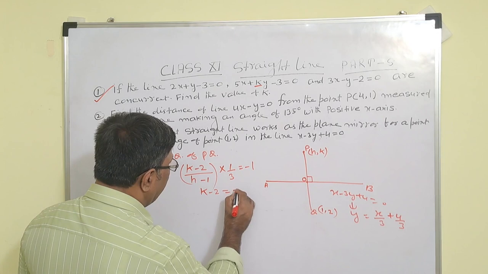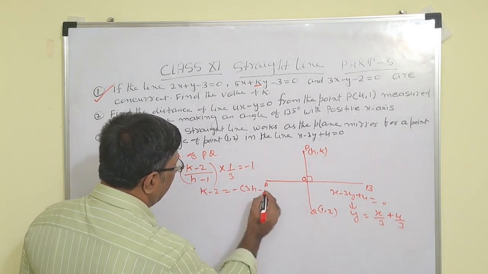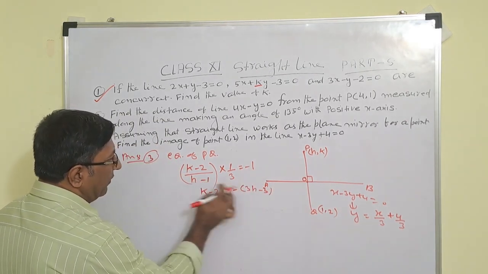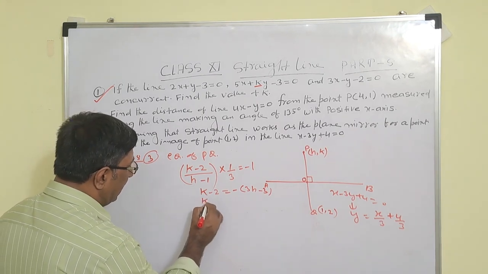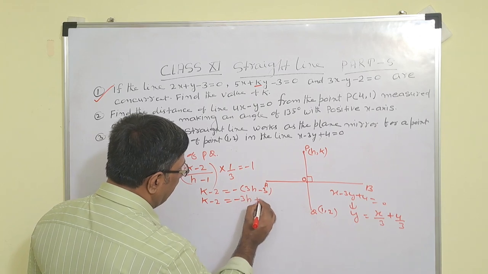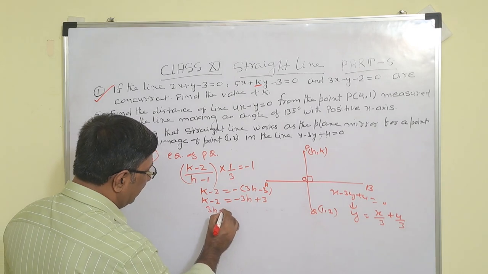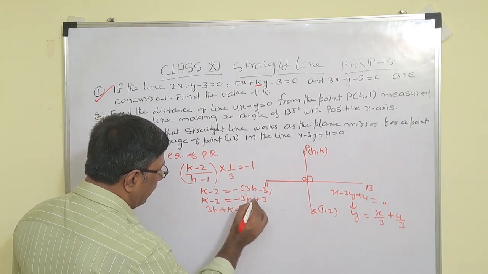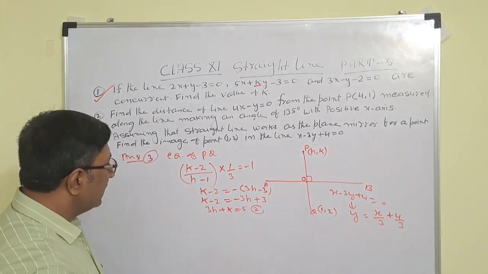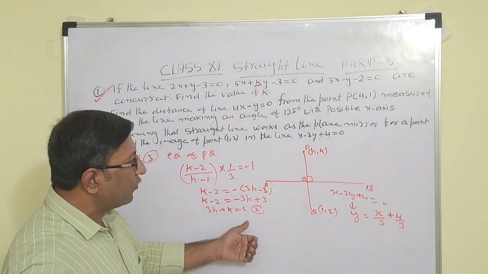So this is minus into 3h minus 3, right? This is the -1 into 3h minus 3. If you solve this equation, k minus 2 equal to minus 3h plus 3. So we can write this as 3h plus k equal to 5. This is the equation number 2. This is the first equation, this is equation number 2: 3h plus k equal to 5.